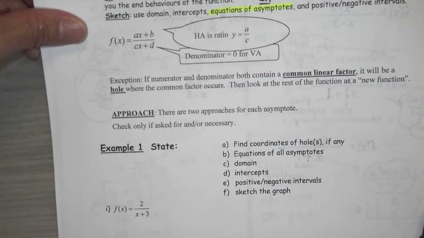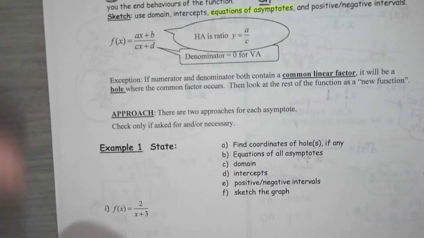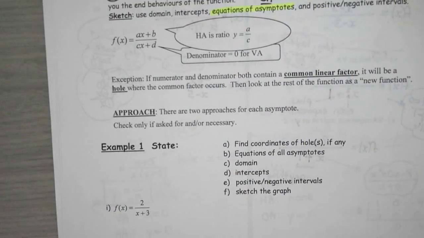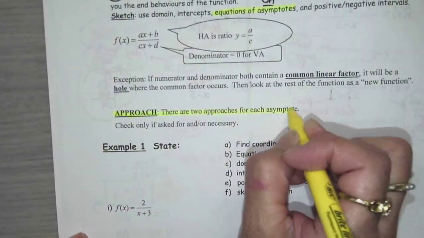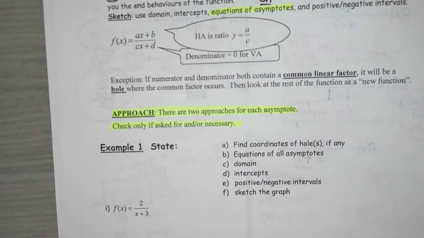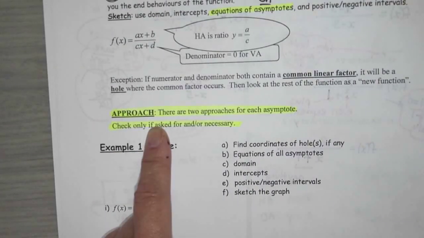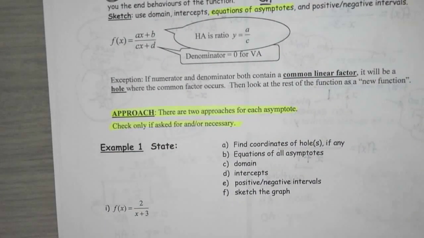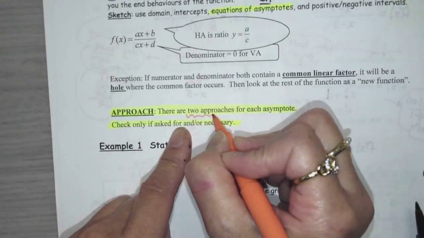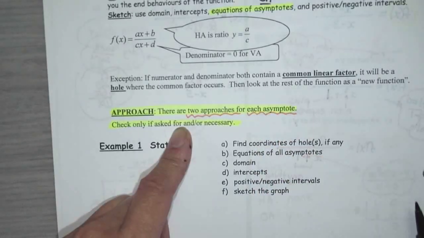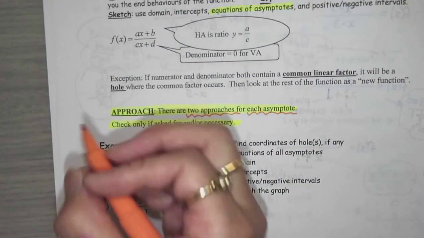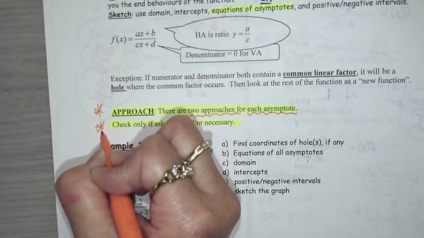The new thing that we're adding to 5.3 is we're going to put it all together and we're going to sketch it. Also, I'm going to add this. We're going to state the approach. So the approach that we're going to state is two approaches for each asymptote. Whenever I have an asymptote, I'm going to say what's happening around the asymptote. This is new, and the checking I'll show you.